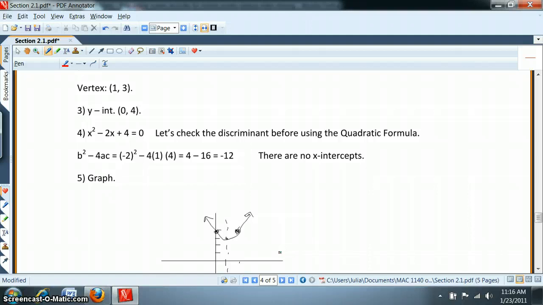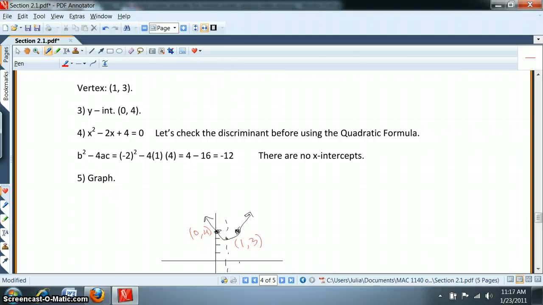So how do we finish the graph? Well, here's the vertex, and the axis of symmetry, if you recall, goes through the vertex. Then we can easily find the symmetric point. If we have the y-intercept at (0, 4), then how do we find the symmetric point on the other side of the symmetry? Notice this point, let us write it, is (0, 4). And here's the vertex, it's (1, 3).